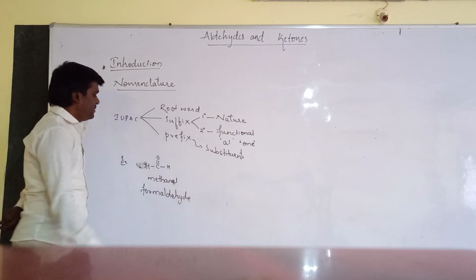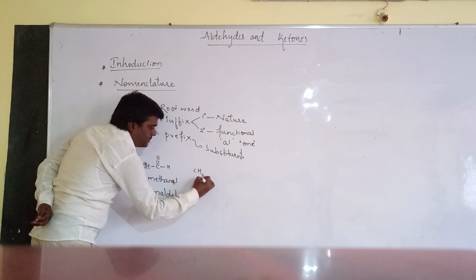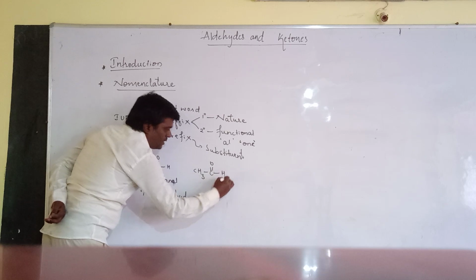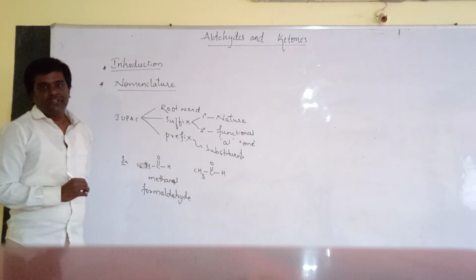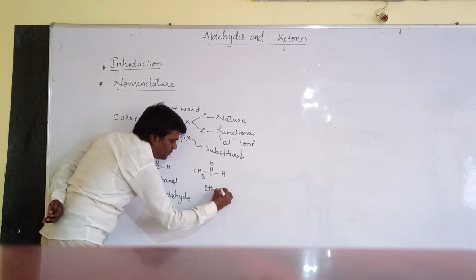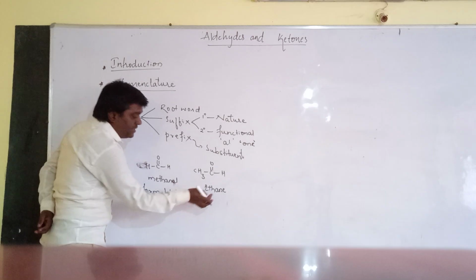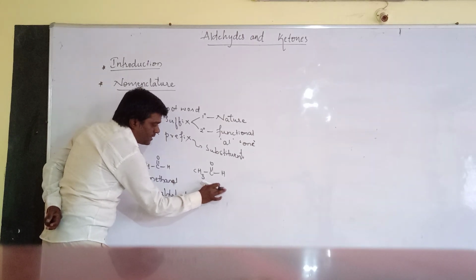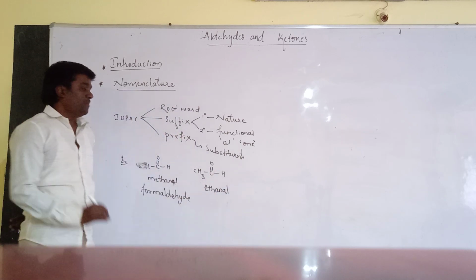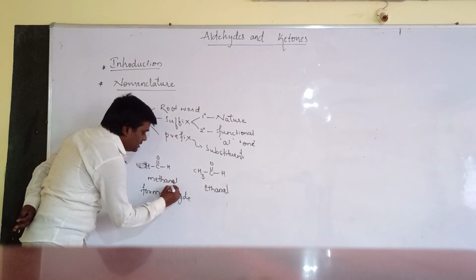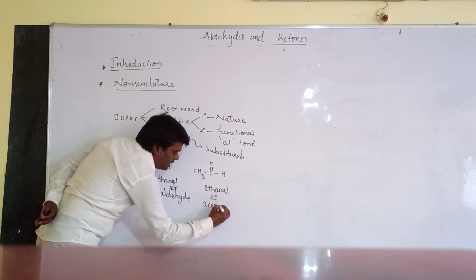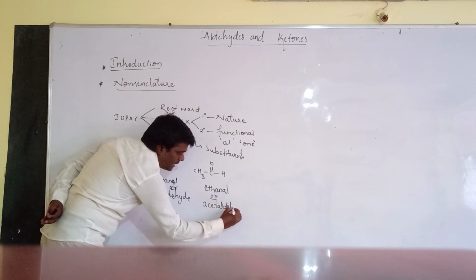So let us see another example. CH3, C double bond O, H. There are two carbon atoms in the parent chain, therefore the root word is eth. It is saturated, therefore ethane, and the terminal e is replaced by the secondary suffix AL, and the compound is known as ethanal. Generally, it is known as acetaldehyde. The general name of ethanal is acetaldehyde.